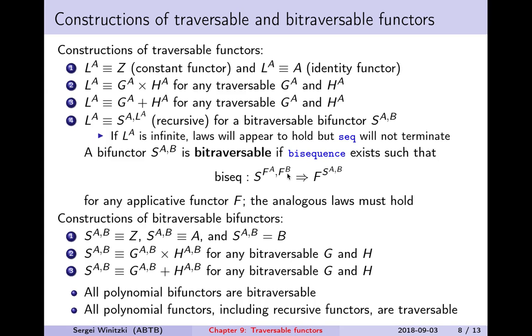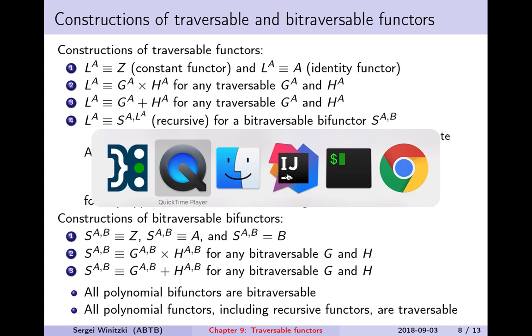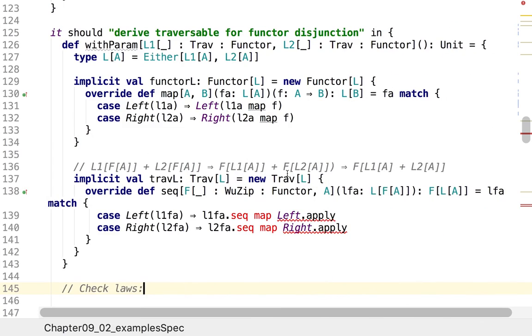The third construction is the disjunction. So for any traversable functors G and H, the disjunction is again a traversable functor. We have seen an example of implementing this in Either and in polynomial functors, but this is a general construction, so let's see how to implement it.